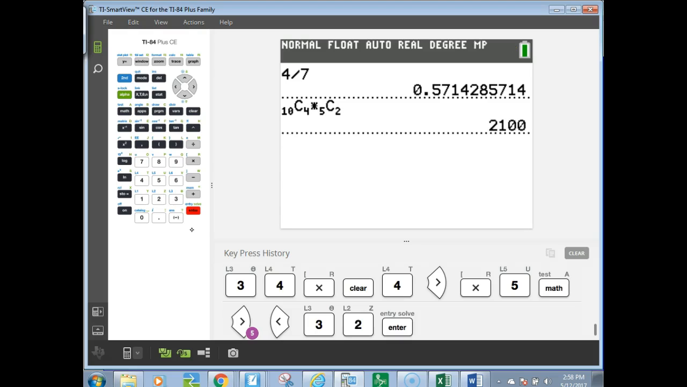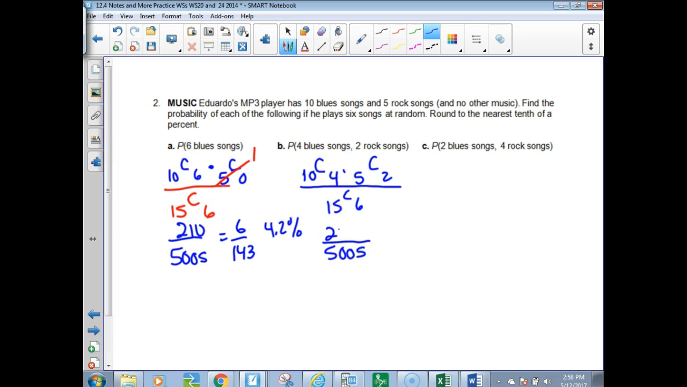All right, so that numerator is 2,100. And then if we wanted, we can just reduce it. I'll just tell you, it reduces to 60 over 143. And a percentage would be 42%.